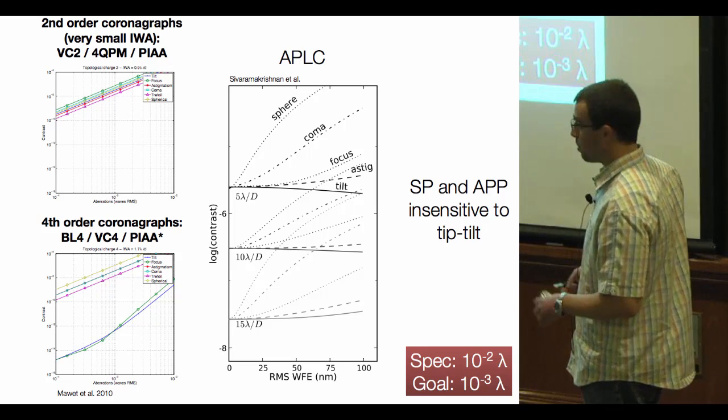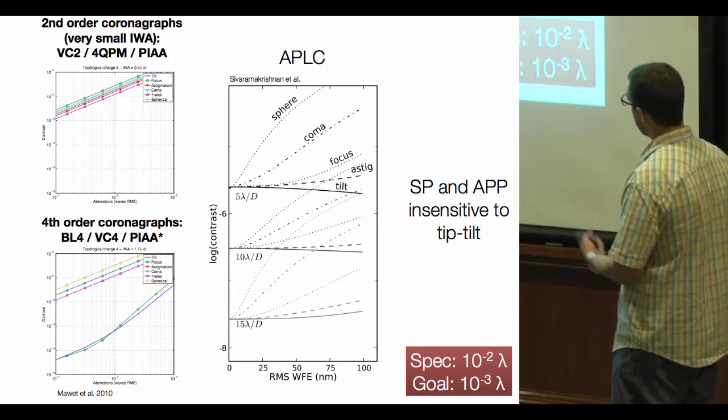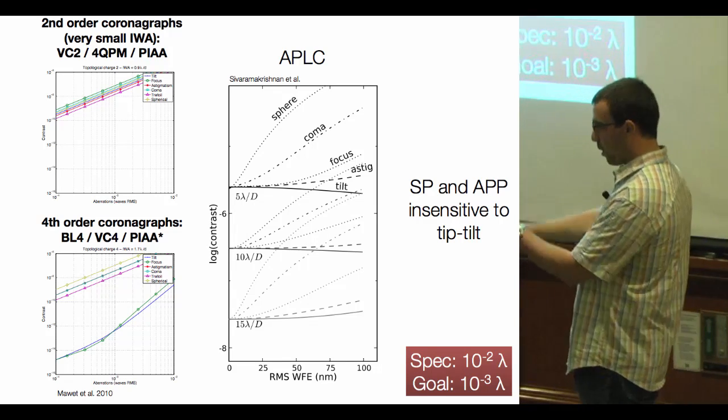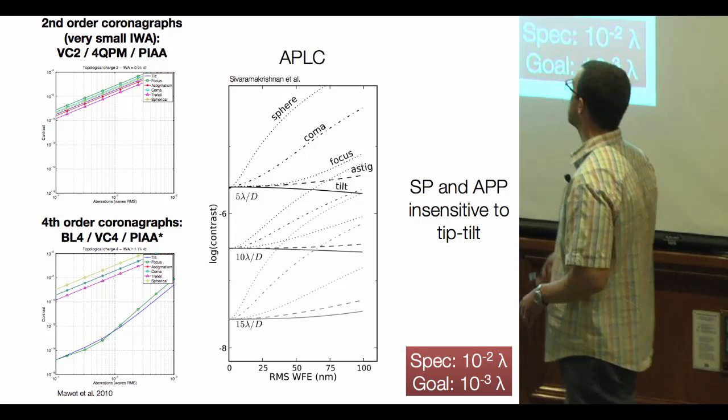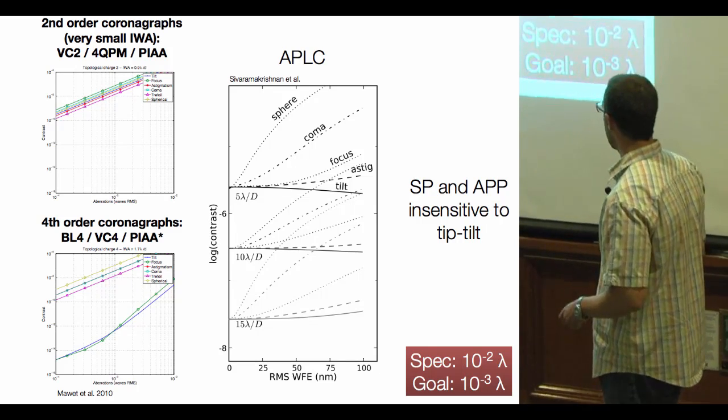Shaped pupils and apodizing phase plates, because they work in the pupil, are also very insensitive to tip-tilt. If you have a fast camera, you can always recenter your frames afterwards. So the shape of the PSF is not dependent on the tip-tilt error.